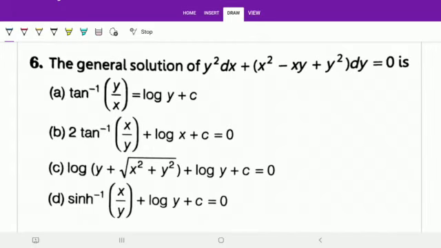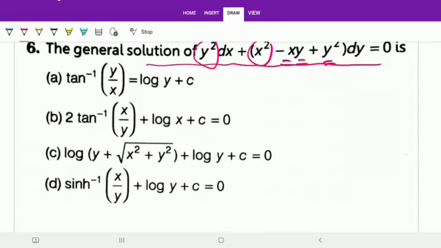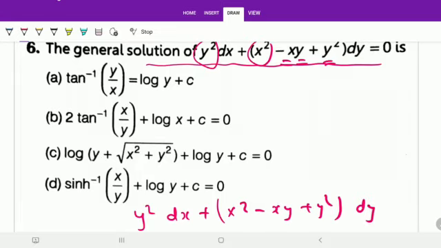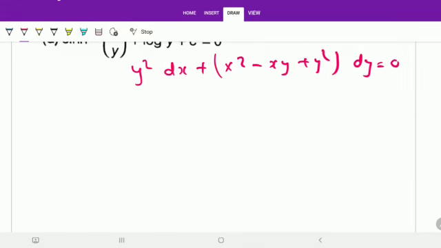The next question is again a differential equation, the general solution of this equation. Again y square dx plus x square minus xy plus y square dy equal to 0. So basically again we have a homogeneous differential equation. We just write the equation again first. So this is y square dx plus x square minus xy plus y square inside the bracket dy equal to 0. Again the first step here will be getting dy by dx equal to all xy.